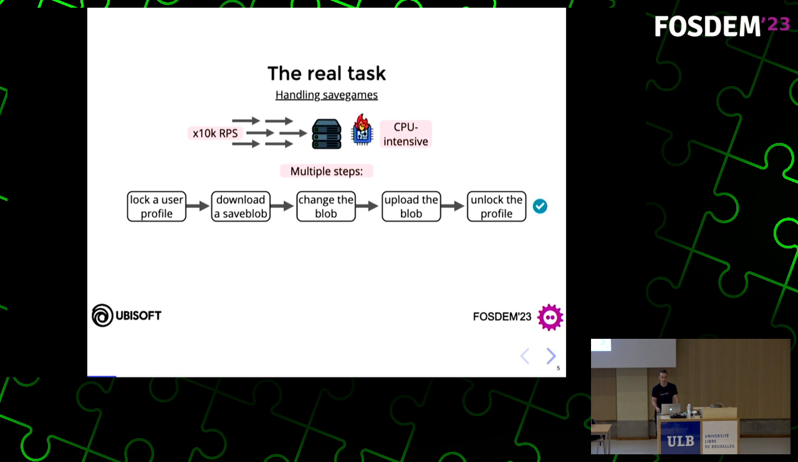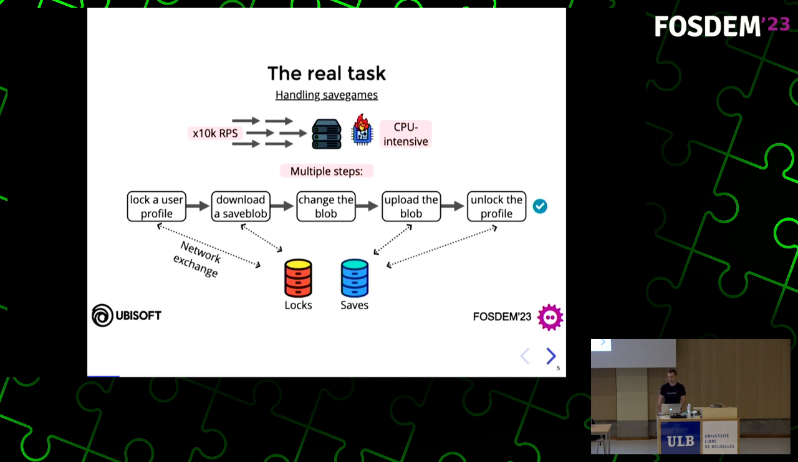And also, they consist of multiple steps, like I have to, in each task, lock the user profile in some database. Then I have to download the save game blob from another database. Then I have to do some pre-processing of this blob, some manipulations. Then I have to upload it back and unlock the user profile. As you can guess, most of the time, the task is not doing anything at all. It just sleeps, waiting for network input from the databases. So literally, more than 90% of the time, there is nothing happening in this task.